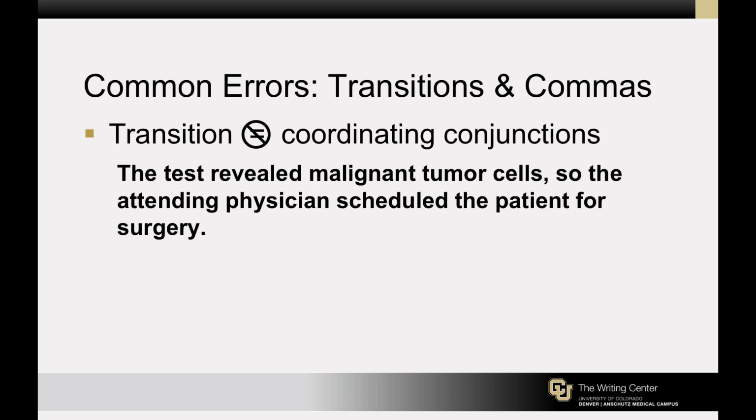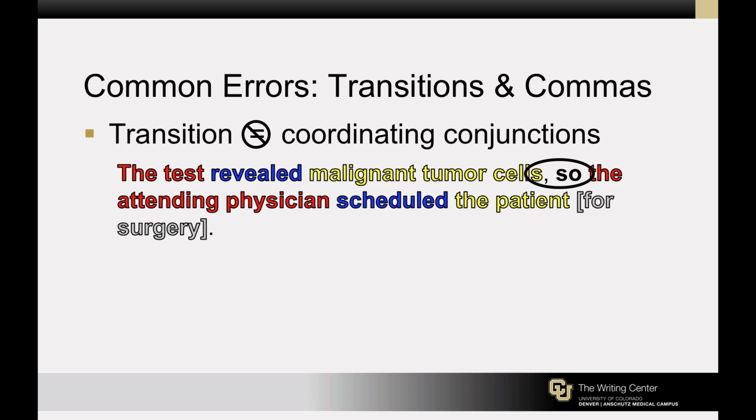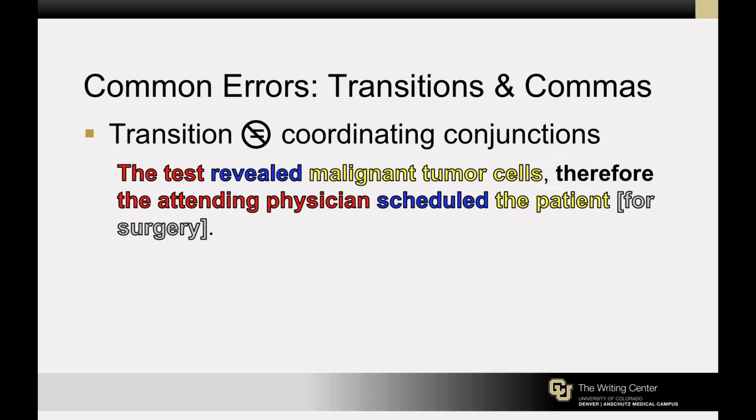Let's look at this example sentence. "The test revealed malignant tumor cells, so the attending physician scheduled the patient for surgery." Here, we have correctly joined one independent clause with another independent clause with a comma and coordinating conjunction. But look what happens if we put a transition like "therefore" in place of the coordinating conjunction. Because the transitional word does not have the same power to join 2 independent clauses that a coordinating conjunction does, we've created a spliced sentence, 2 independent clauses joined incorrectly with only a comma.